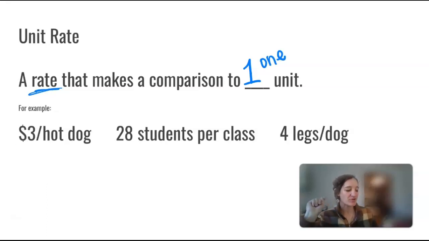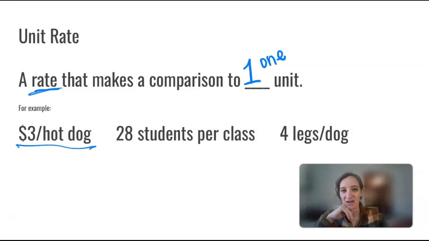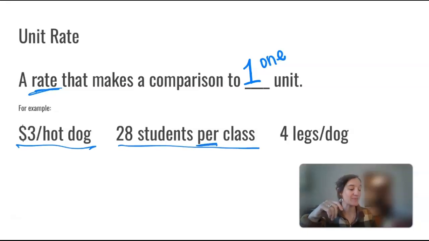For example, $3 per hot dog. How many hot dogs am I talking about for $3? One hot dog. So that is a unit rate. 28 students per class. How many classes is that? That is one class. That is also a unit rate. 4 legs per dog.